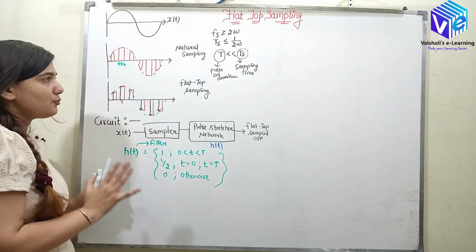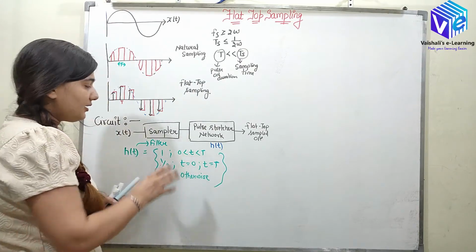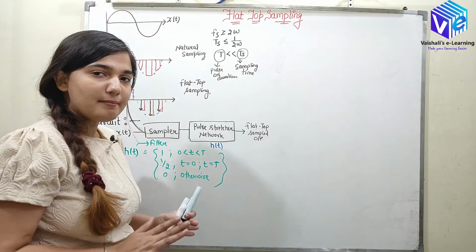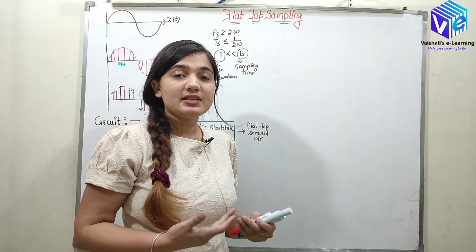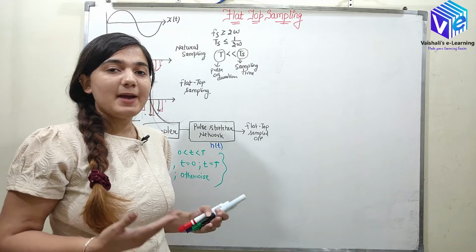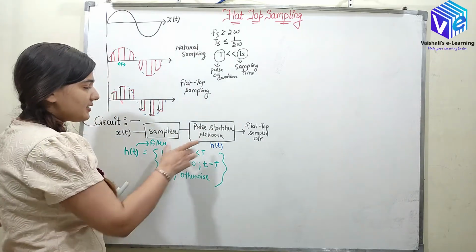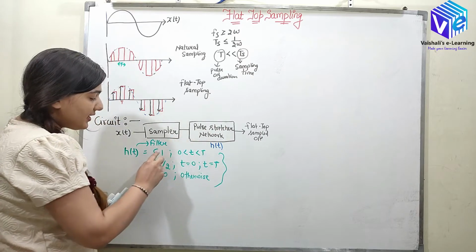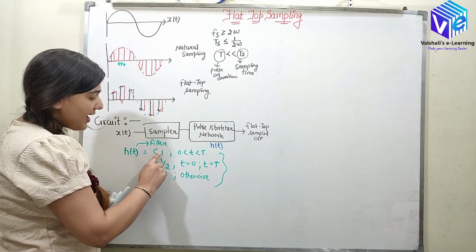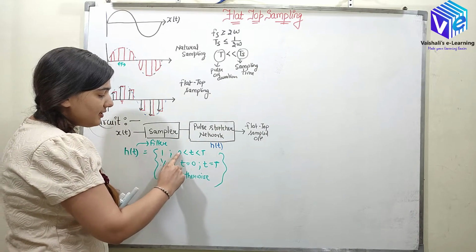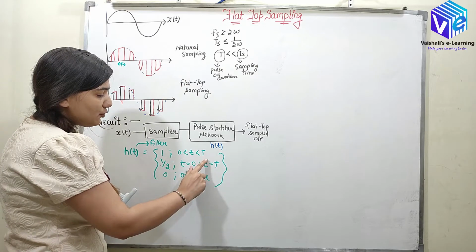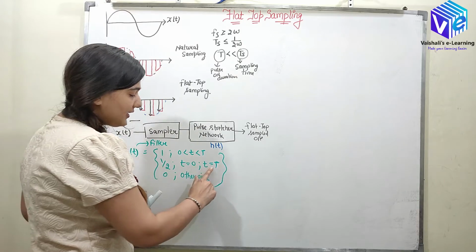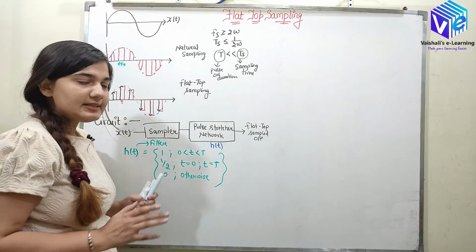I hope you understood everything. This sampler is an instantaneous sampler. I hope you remember what instantaneous sampling is and what the mathematical parameters related to it are. After that, we have a pulse stretcher network, in the form of a filter, which has value one when the time is between 0 and capital T, value 1/2 at time 0 and time capital T, and is 0 otherwise.